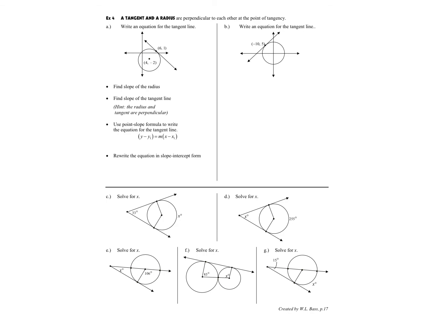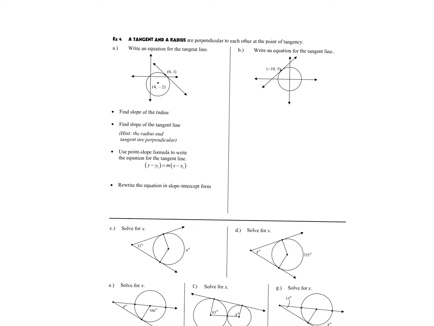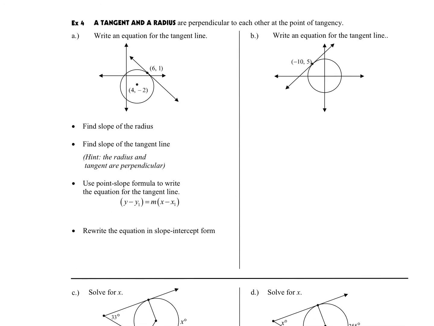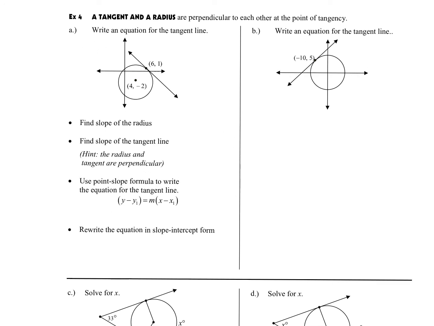All right, if we look at the next page, we're going to be writing a tangent and a radius. So if we look at this, we want to be able to write the equation of the tangent line. So our end goal is we want to know what is the equation of this line right here. These are the steps that are going to help us to get there. So you either are going to need to commit them to memory or add them to your note card. So the first thing that we need to do is find the slope of the radius.